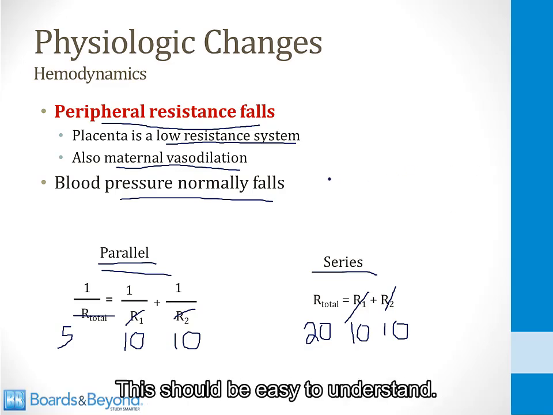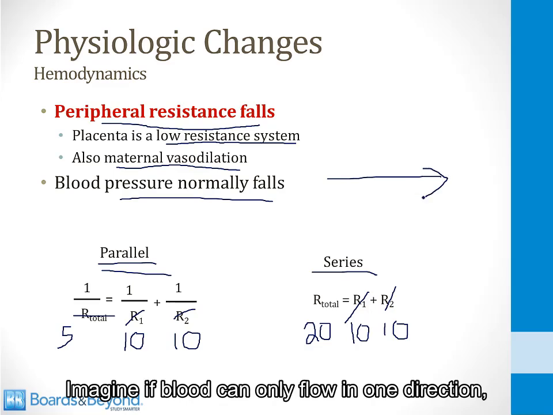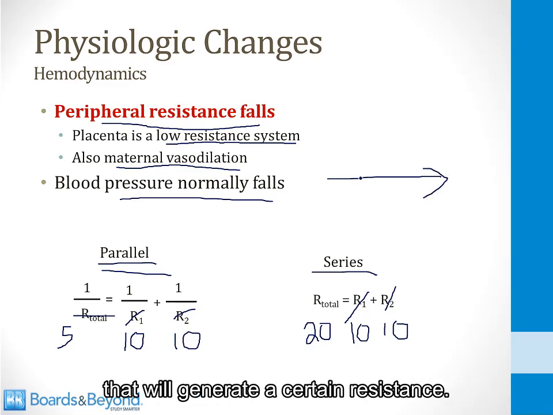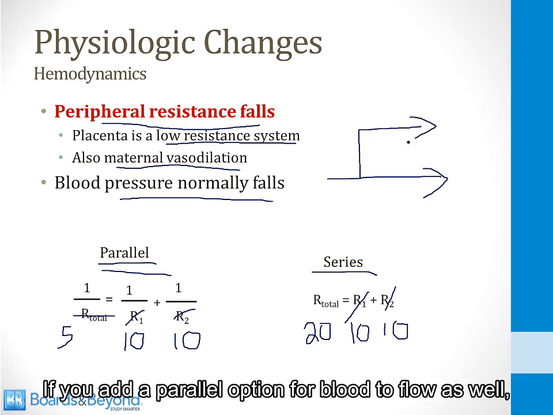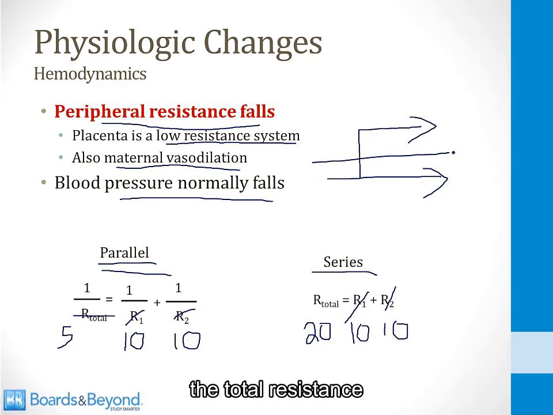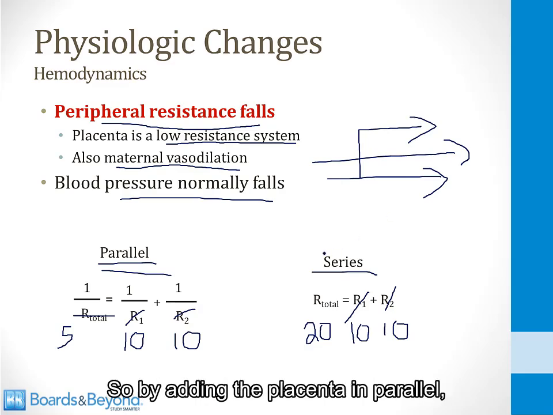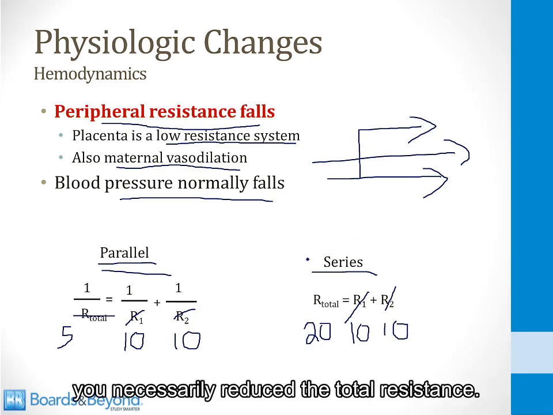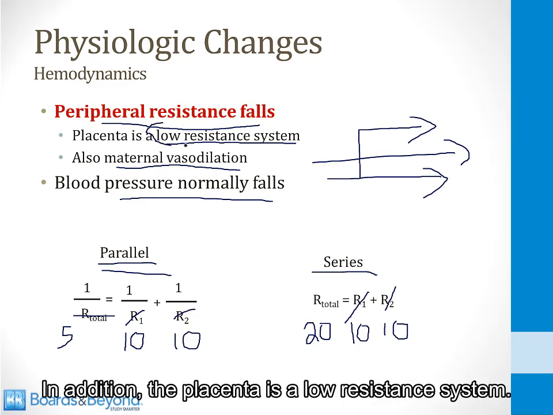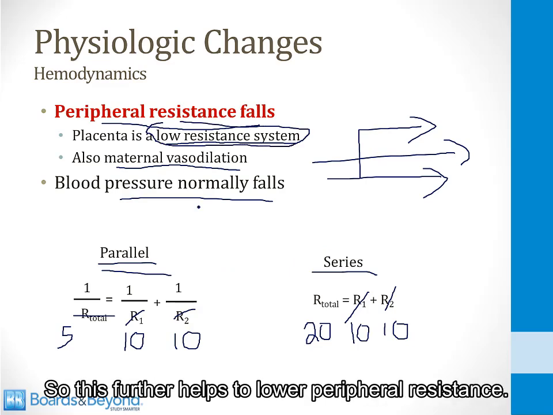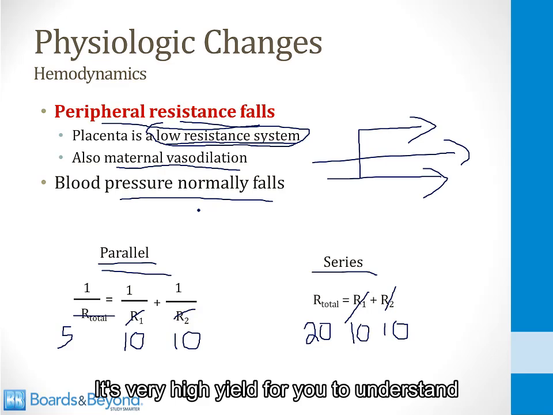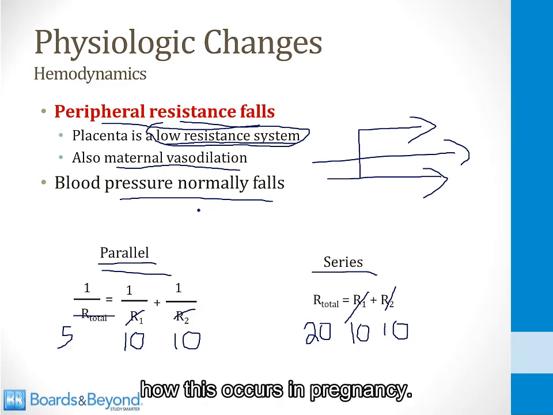This should be easy to understand. Imagine if blood can only flow in one direction, that will generate a certain resistance. If you add a parallel option for blood to flow as well, the total resistance through the whole circuit will decrease. So by adding the placenta in parallel, you necessarily reduce the total resistance. In addition, the placenta is a low resistance system, so this further helps to lower peripheral resistance. And it's very high yield for you to understand how this occurs in pregnancy.